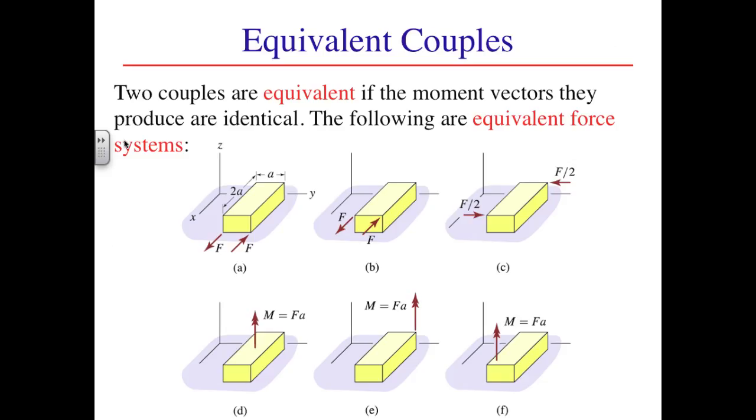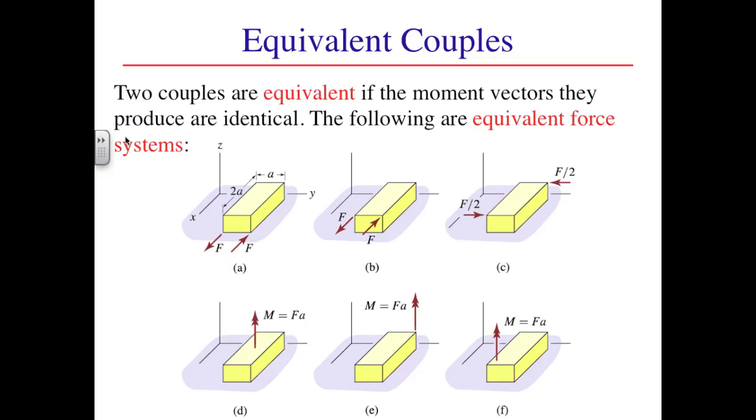We will use the phrase equivalent force system to describe two or more different force systems that have the same influence on a body. In this illustration, we have a block of undetermined thickness that is 2a by a in the x and y directions respectively. In figure A, we have equal and opposite forces in x whose lines of action are separated by distance a. This produces a moment of magnitude Fa, and the right-hand rule tells us that the direction of the moment is in the plus z direction.